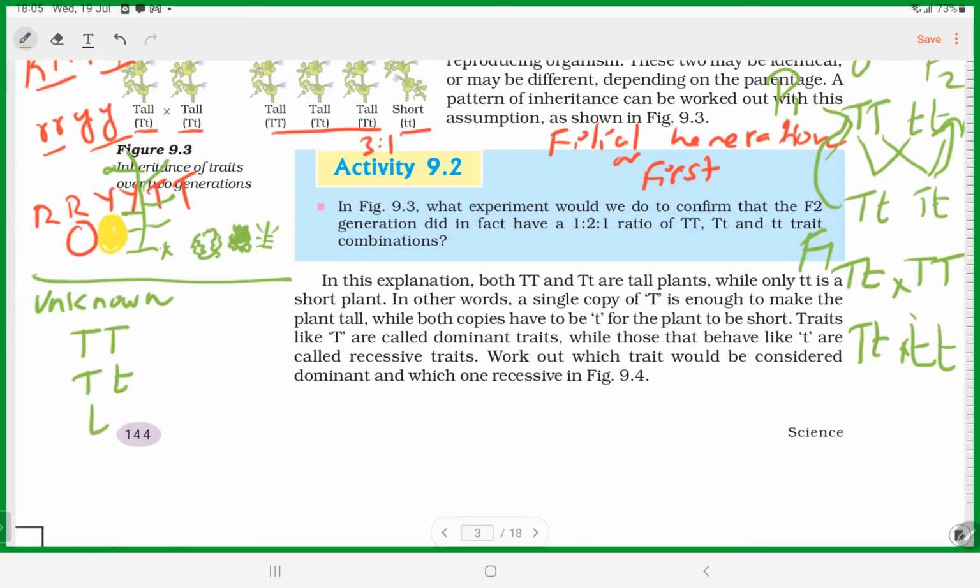What you have to do? Cross the unknown versus known recessive.